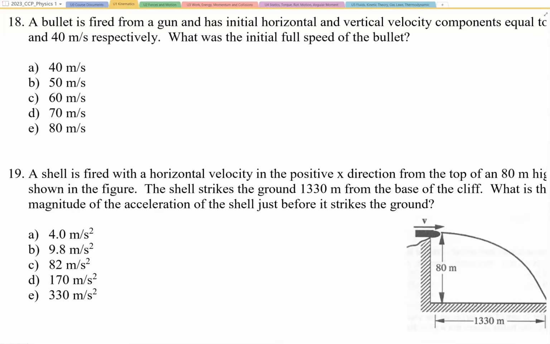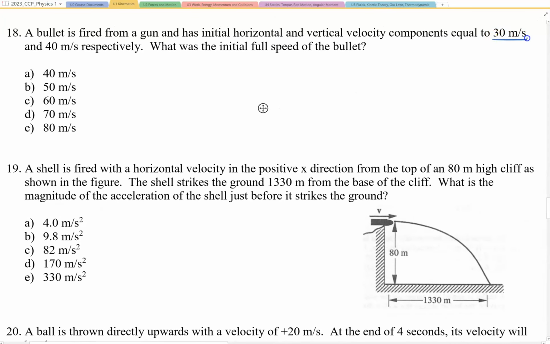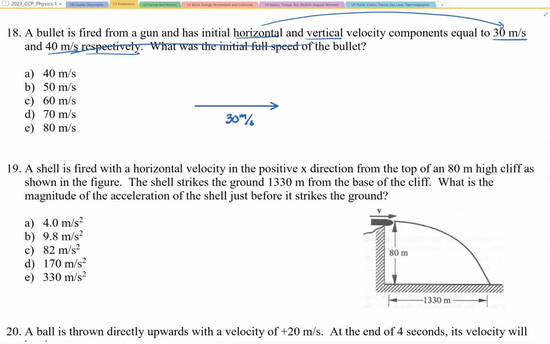In number 18, a bullet's fired from a gun and has initial horizontal and vertical velocity components of 30 meters per second and 40 meters per second respectively. So that means the horizontal component is 30 while the vertical component is 40. We can show that with a simple sketch here, perhaps a free body diagram. So we've got a horizontal velocity of 30 meters per second, a vertical velocity of 40 meters per second.